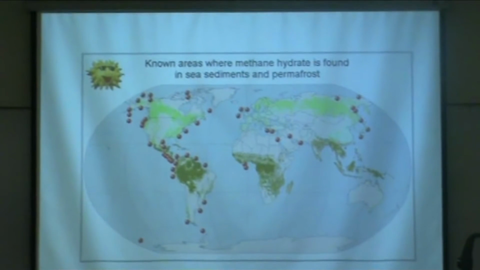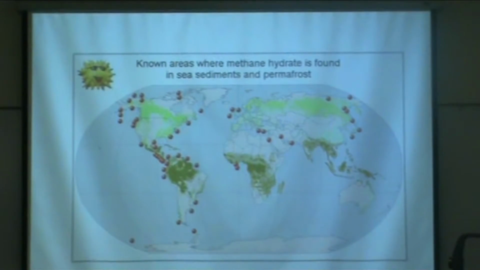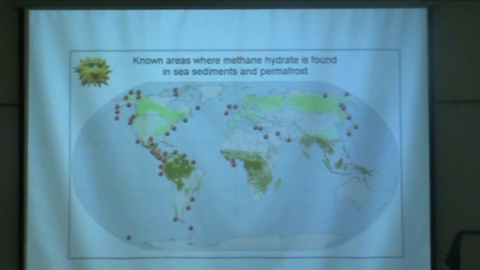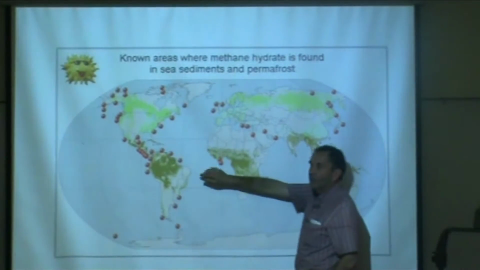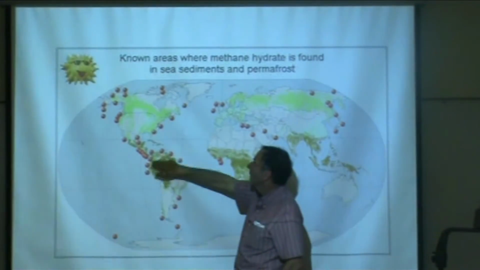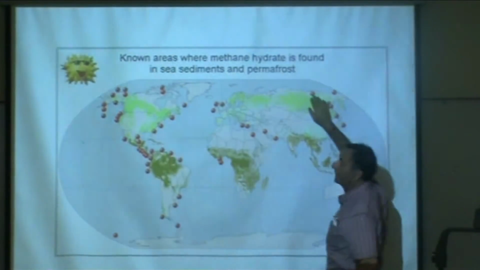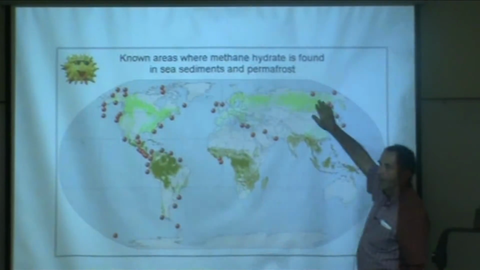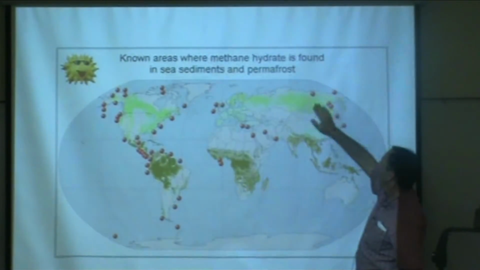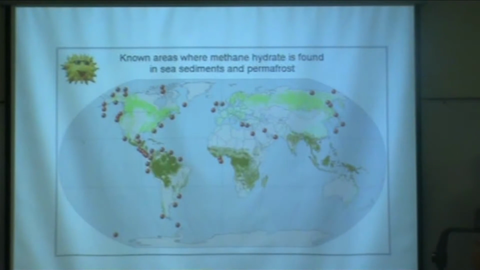Now here, we see known areas where methane hydrates are found in both the sea sediments and the permafrost. So notice, of course, you find a few even in the tropical regions because that's way under the ground. But up here in the northern area, you see a lot. And it is here, the East Siberian Arctic Shelf, known as ESAS, that they're mainly concerned about, okay? So this is really a severe problem.